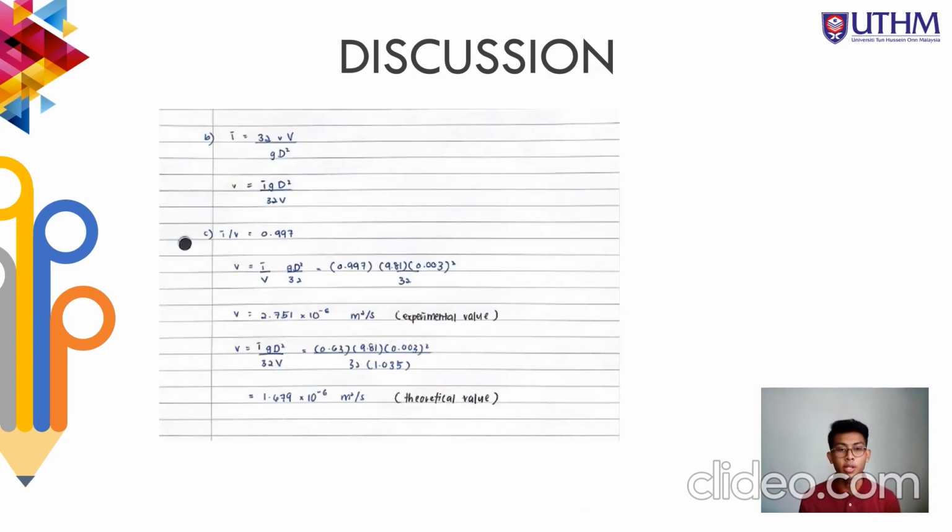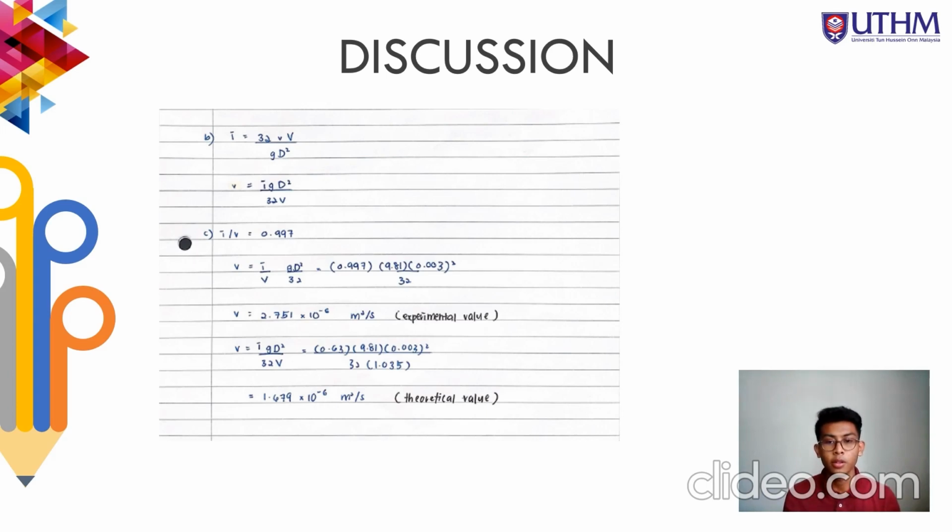For the second discussion in this group report, we need to derive the equation of I equal to 32 times ν, which is the kinematic viscosity, times V, which is velocity, over g d squared. So we need to make the kinematic viscosity the subject. When we change the placement of the other terms, we get kinematic viscosity ν equal to I times g times d squared over 32 V, where V is velocity.